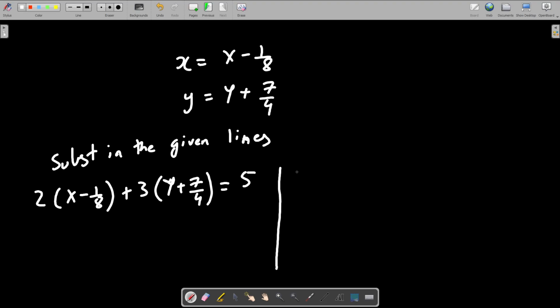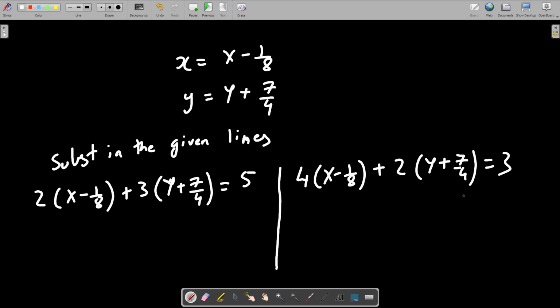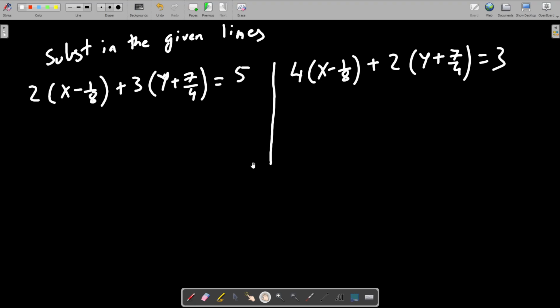And the second line becomes 4 times X minus 1 by 8, plus, what is the number, 2 times capital Y plus 7 by 4, equal to 3, right? So simplify these equations. So this will become 2X minus 2 by 8, plus 3Y plus 21 by 4 is equal to 5.